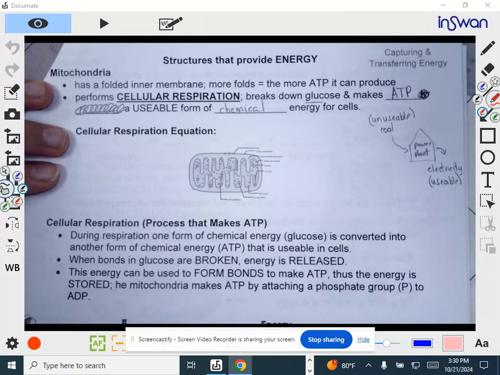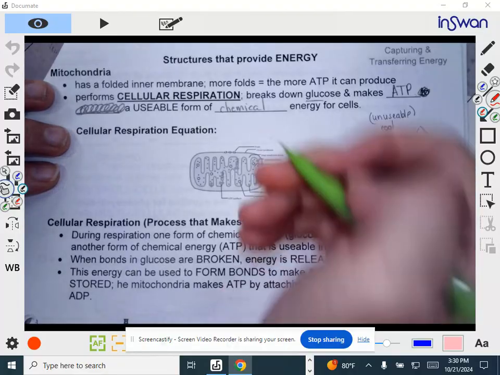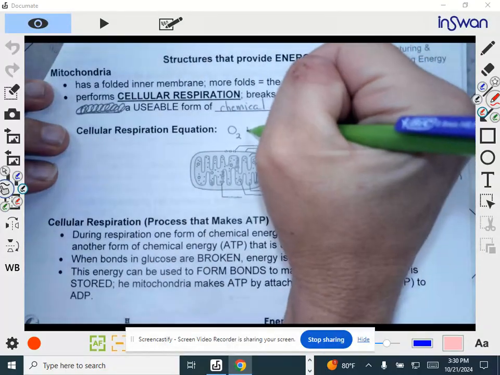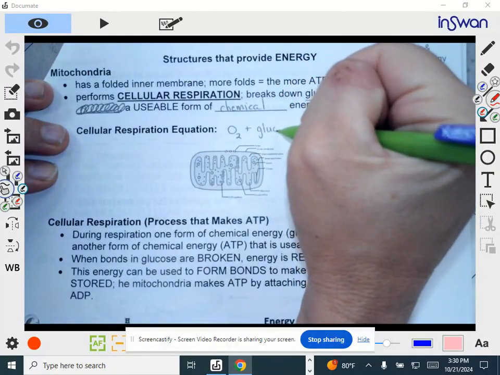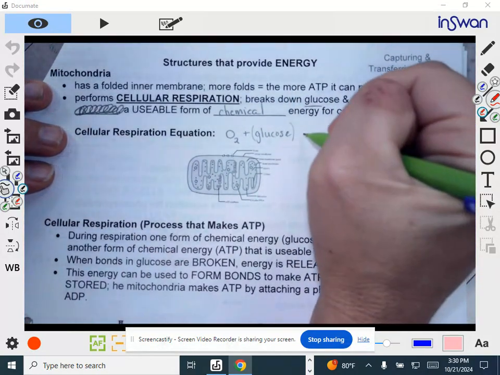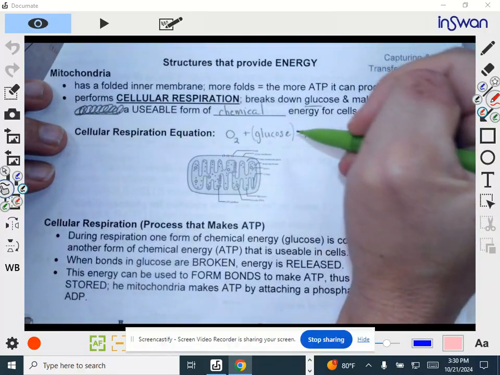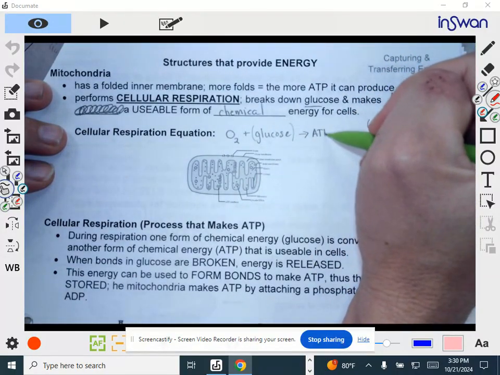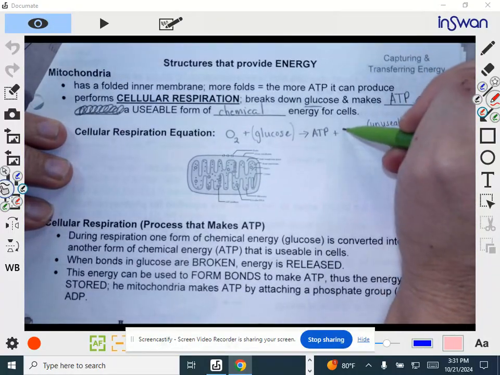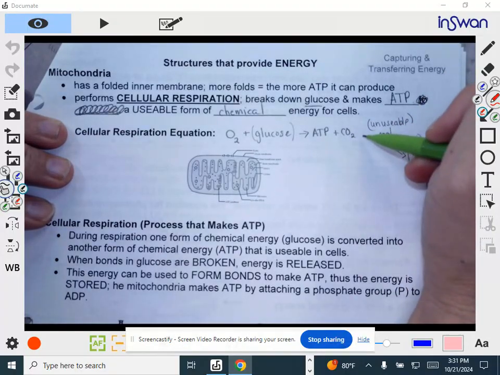Now, the equation for this process, cellular respiration, we would say that we need to take in oxygen and we need glucose. We eat the glucose. Plant cells just make their own, but we have to consume ours. And we said that this process is we're trying to make ATP. So let's show one of the products is ATP. And when we break down glucose, we're going to also make a few other molecules that are byproducts of this reaction. We're going to end up making CO2, and I'm kind of running out of room here, and water, H2O.